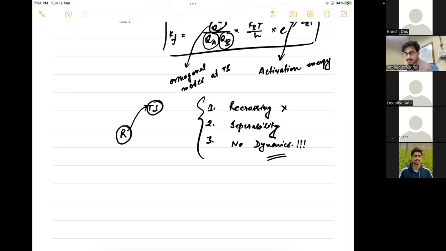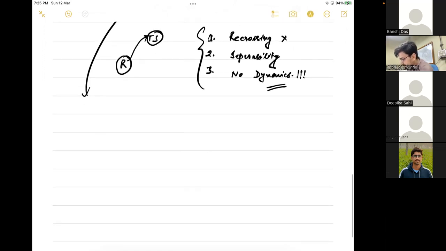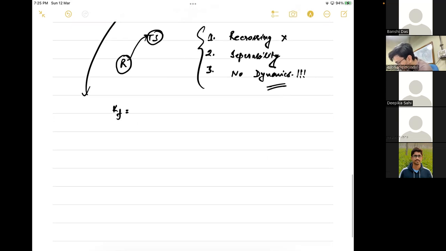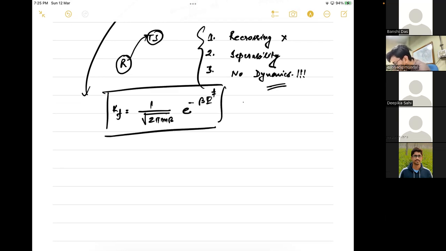So these are the three assumptions of transition state theory at this stage. Now, for the one-dimensional case, if you just solve this, you will get k_f equal to 1 upon root over 2 pi beta times e to the power minus beta E double dagger. So this is the rate constant for the 1D case.